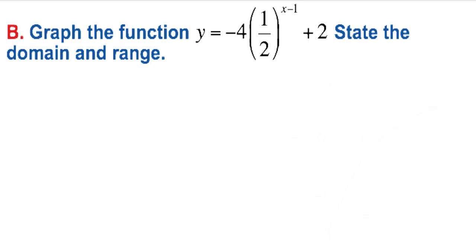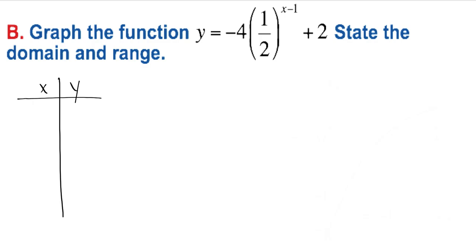So this one's got a lot going on. It's got a lot of transformations going on. So the 1/2 is the decay factor. Tells me that I have a decay function. Okay? -4 is just a dilation number. -1 is an h, and 2 is a k. So we're going to have some translation and dilation going on. So let's start with our chart.